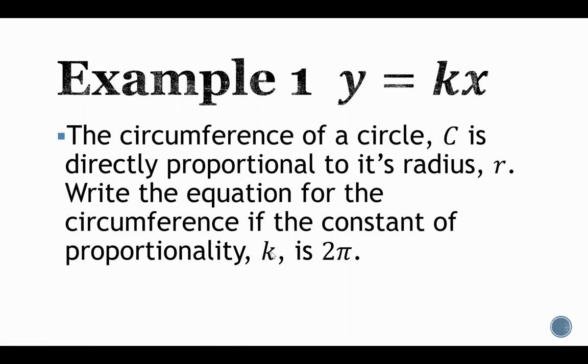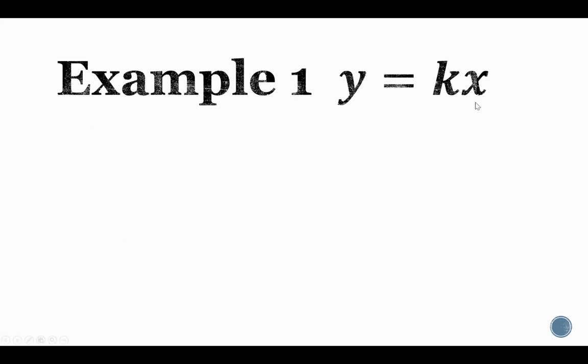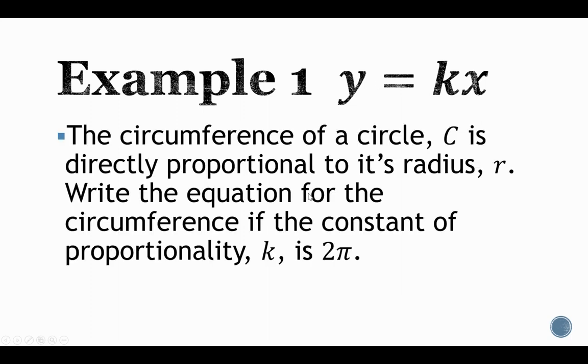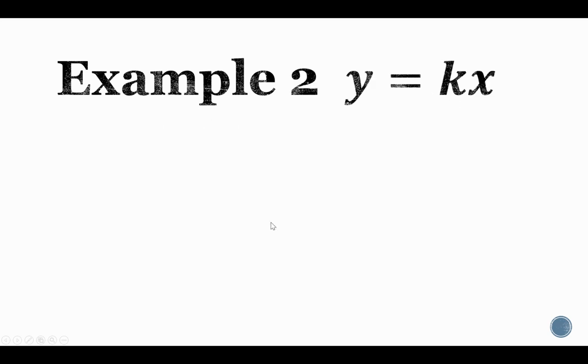Y equals kx. The circumference of a circle C is directly proportional to its radius R. Write the equation for the circumference if the constant of proportionality k is 2 pi. So again, we're looking at a y equals kx form. So we've got to figure out what y is and what our k is. We know that k is 2 pi and what x is. So here's what it would look like. C, that's the one we're trying to find, is equal to 2 pi, which is our k value, times r, which is the radius.